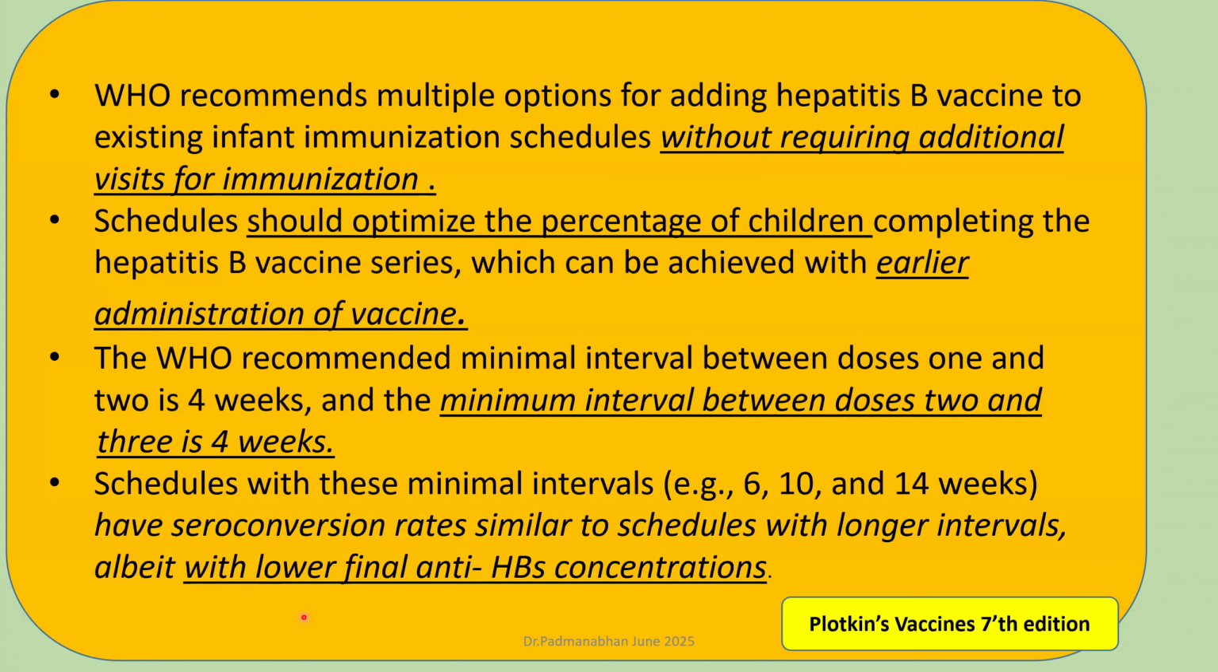Schedules with these minimal intervals, like 6, 10, and 14 weeks, have zero conversion rate similar to schedules with longer intervals, albeit with lower final anti-HPS concentrations. What they are telling is if you give it 6, 10, and 14 weeks, which complete the longer interval have a lower anti-HBs concentration.